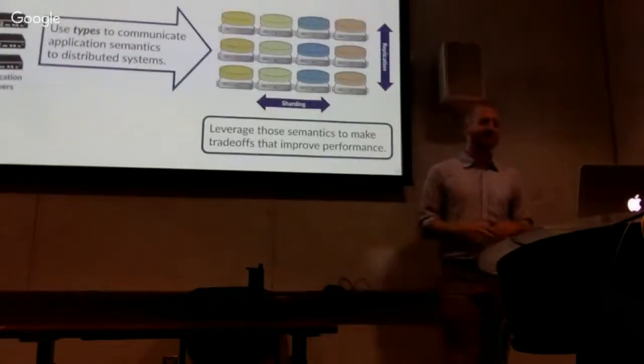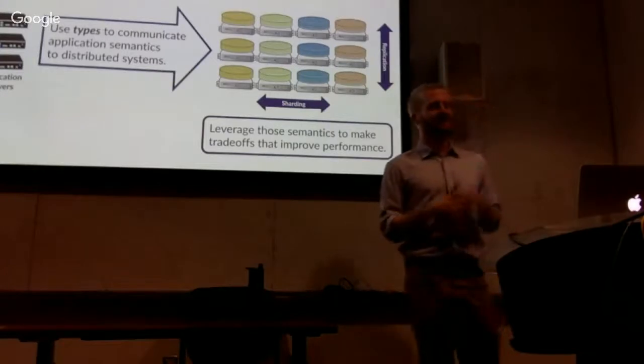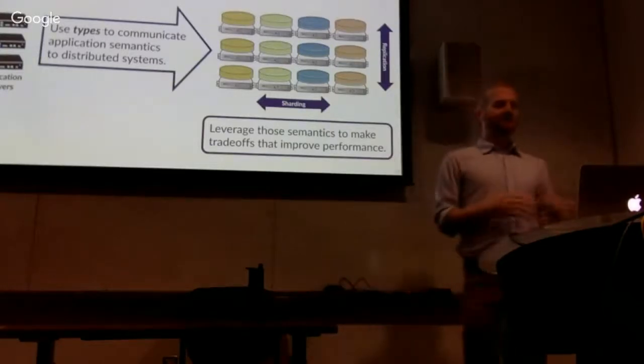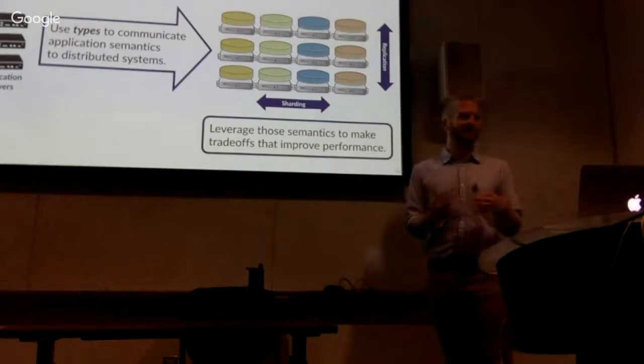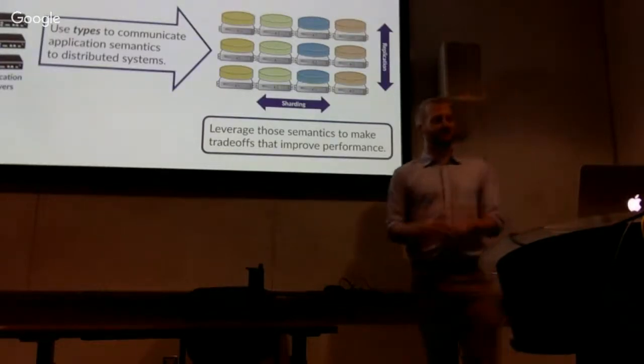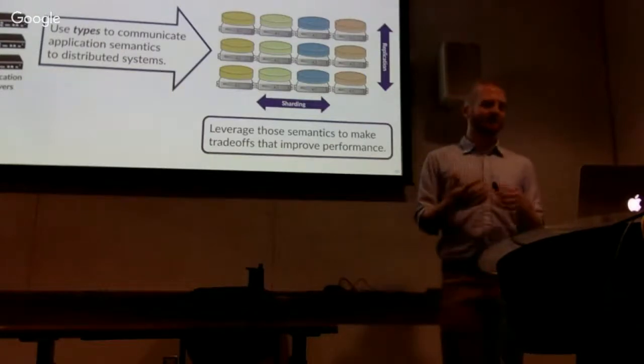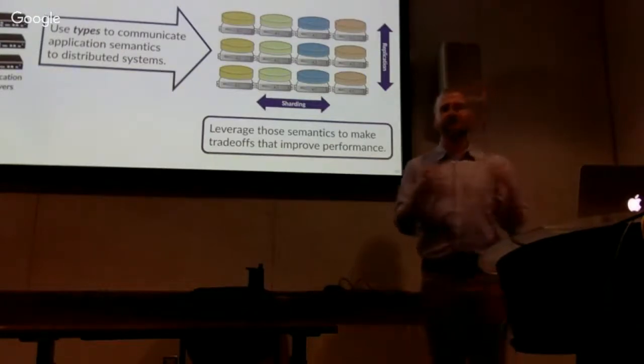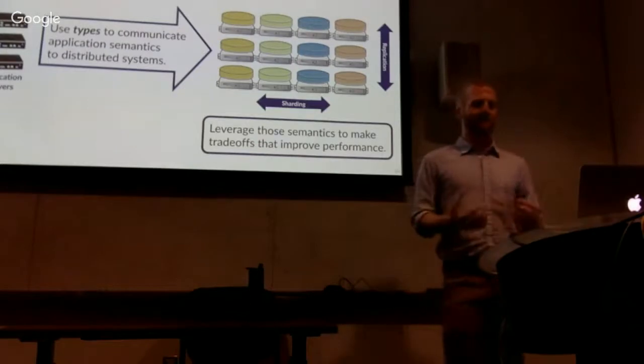All right, so the thesis of this work is that we should be able to design new interfaces between applications and distributed systems that use types to communicate more information about application semantics to the distributed systems. Then we can build these systems to take advantage of those semantics to make these trade-offs for us and improve the performance of applications.